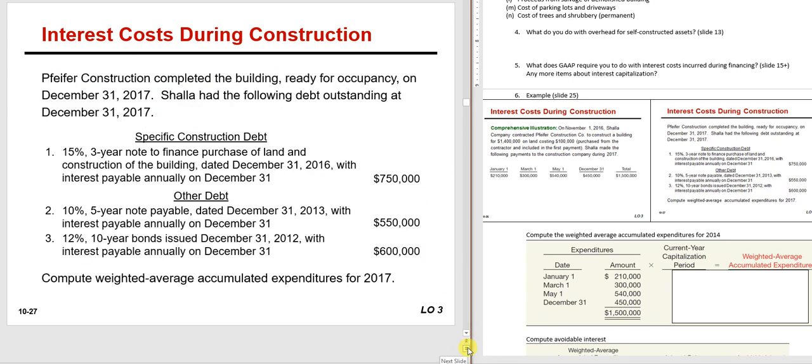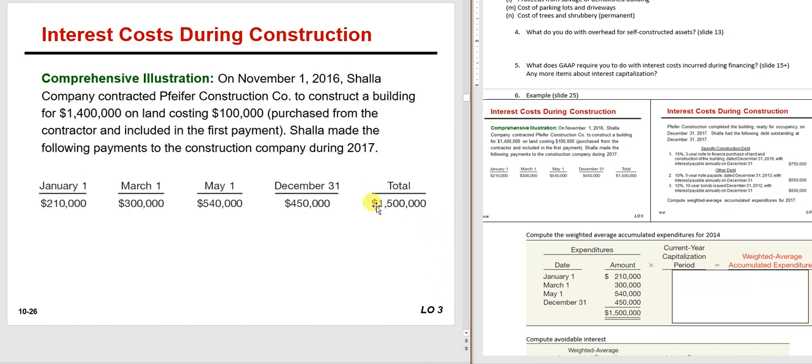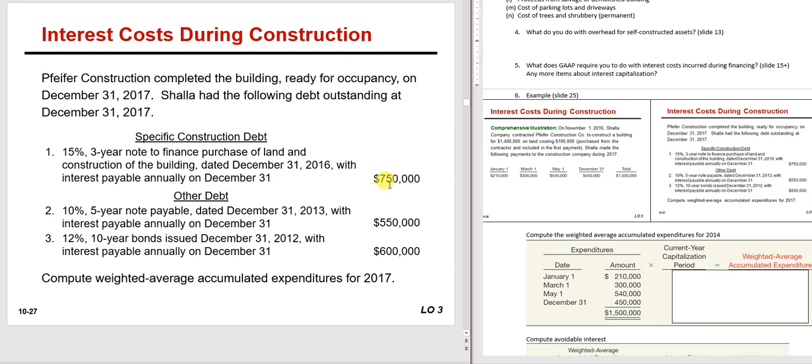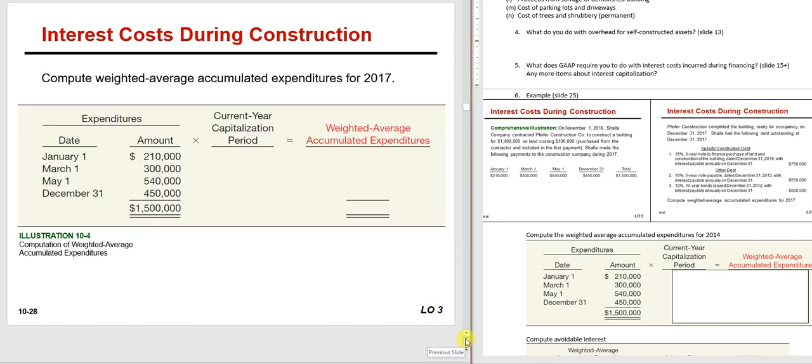So let's go through that. I also had the following debt. I borrowed $750,000 specifically to build it. Let's go back. I had $1.5 million and I borrowed $750,000 specifically to build it. I had other debt outstanding on other loans of 10% and 12%. So again, I have way more borrowed than my construction expenditures. So the first thing I need to do is capitalize my interest.